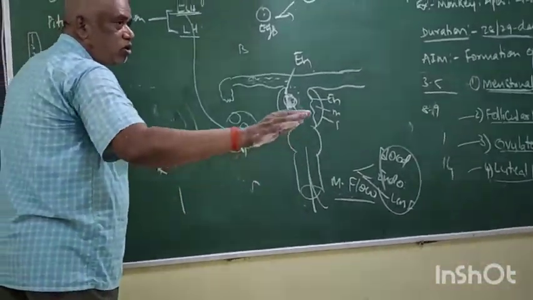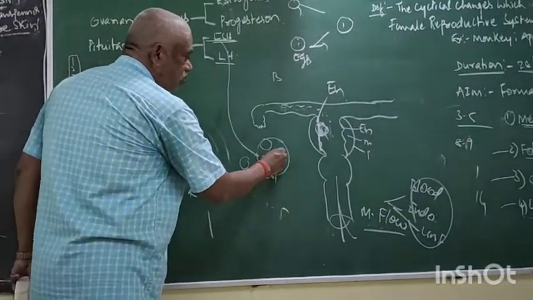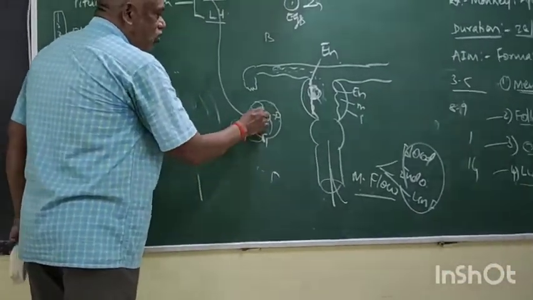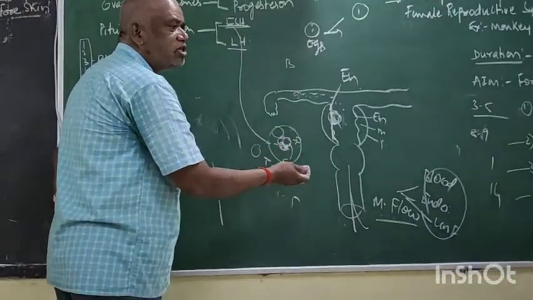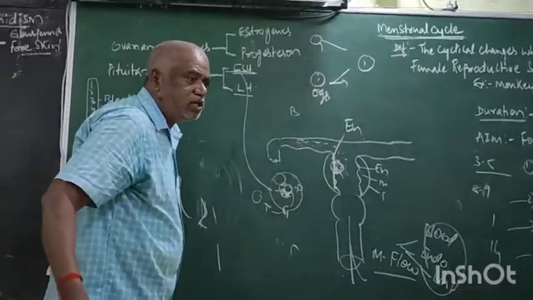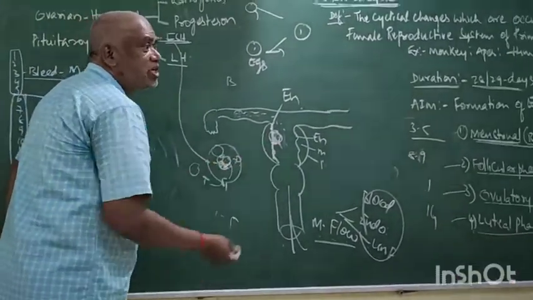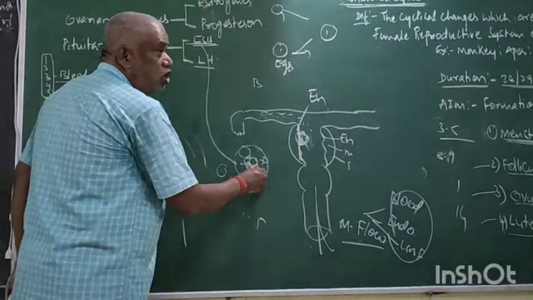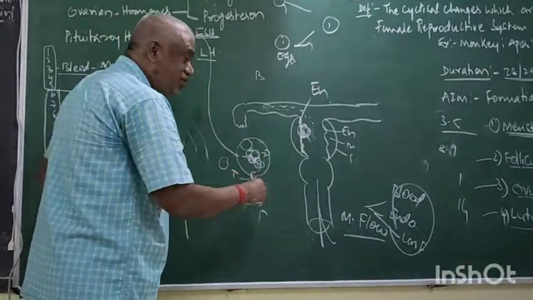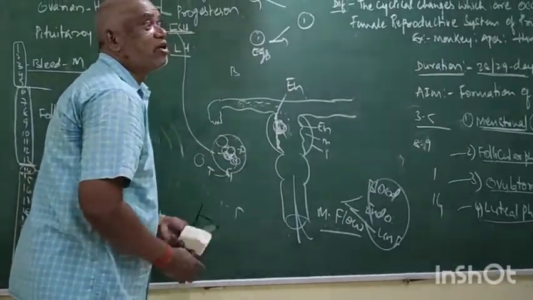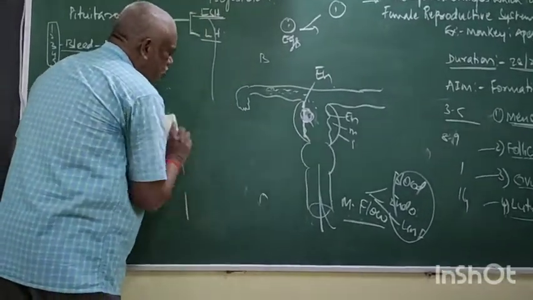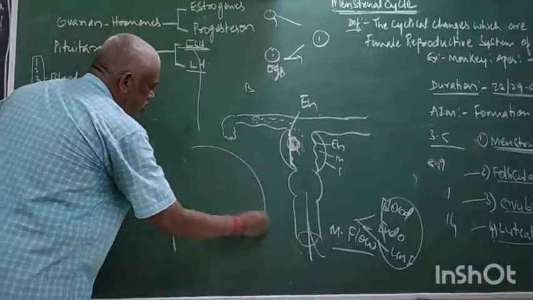Right. Now, what is the primary follicle? Granulosa cells. These granulosa cells undergo cell division and form a new layer. This means during this follicular phase, cell division occurs. Without cell division, there are no new layers. Hence, it is also called the proliferative phase. Suppose it is the ovary.